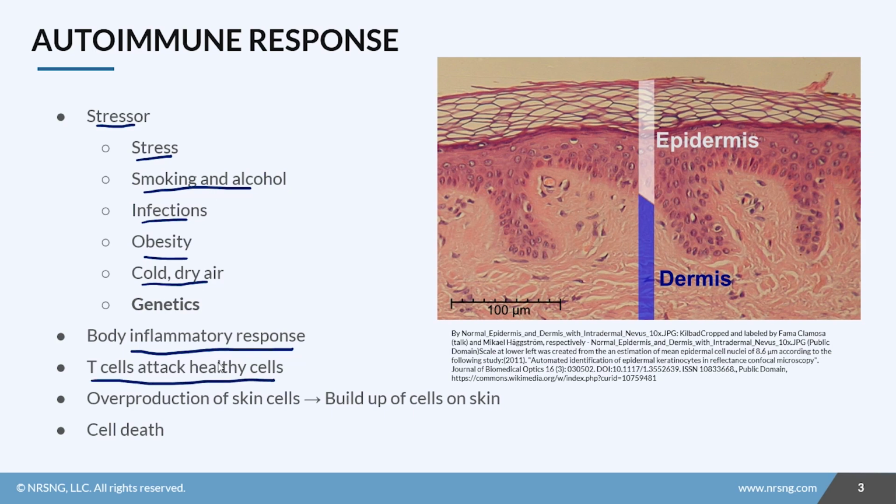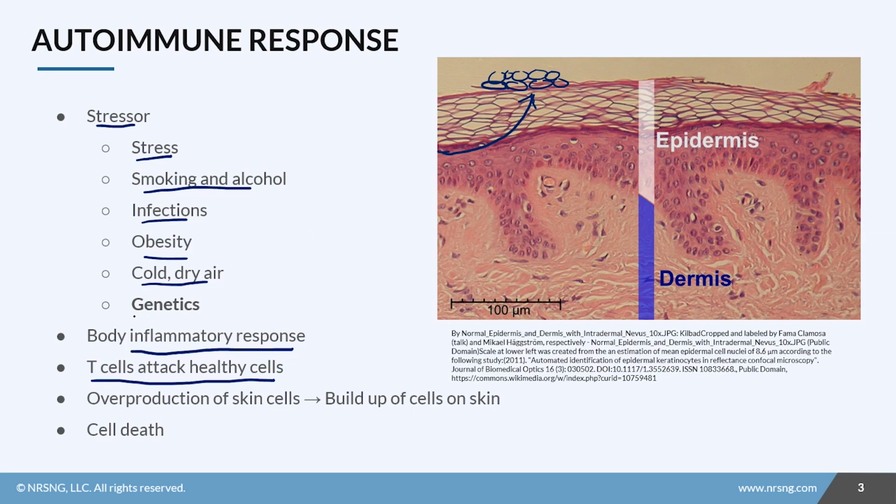So those healthy cells are going to be attacked, and then it's going to cause the buildup and overproduction of skin. So we're going to have skin cells that start to build up on top that shouldn't be there. And this is going to be hard for the blood supply to supply those cells. So then they're not going to get enough oxygen, they're not going to get enough nutrients, and they're going to start to die off. And that's going to leave you with those itchy, white, flaky patches on the skin.